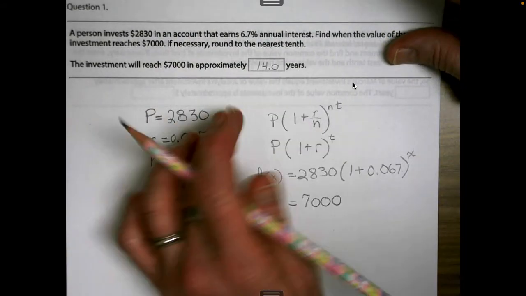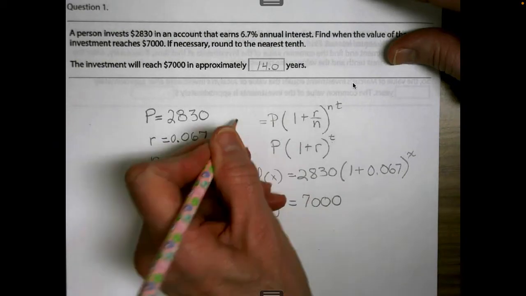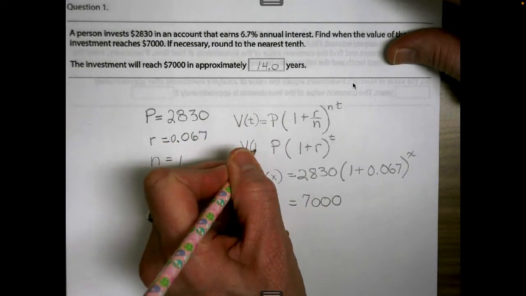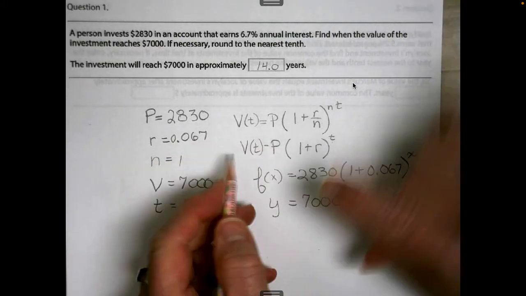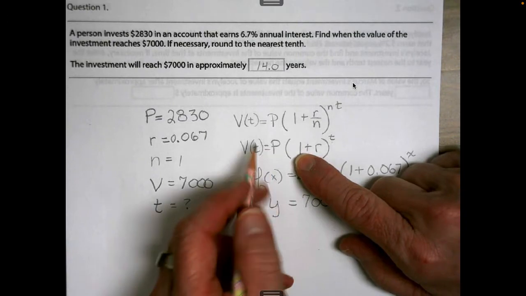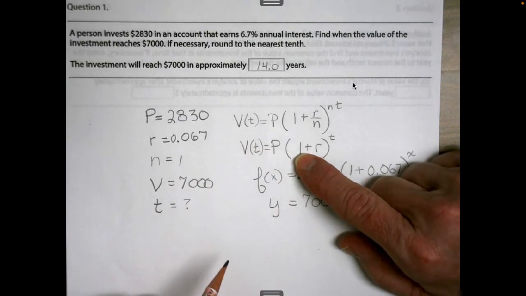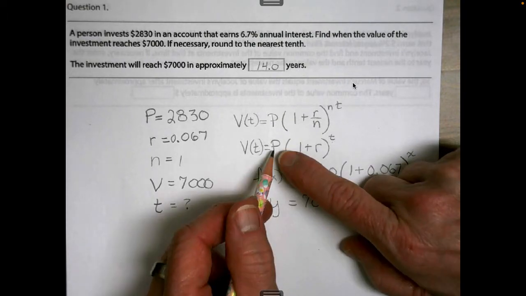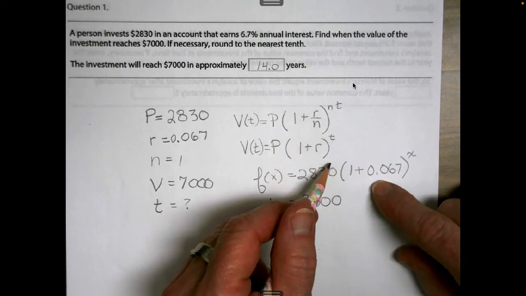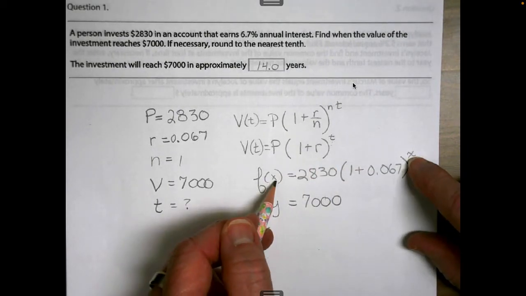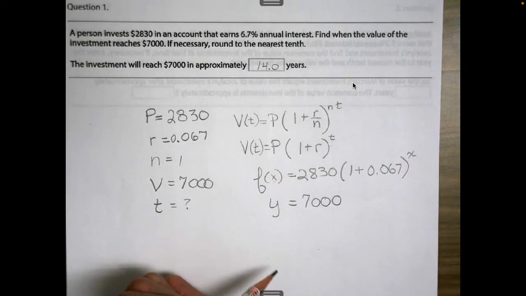Hopefully, eventually, you'll get this. This was V of t. I didn't put what it's equal to, but that's how you find the value of your investment at any point in time. Okay. So V of t came f of x. Put the number in for p, the number in for r, and then I made the missing variable the x. That's what you wanted to know.